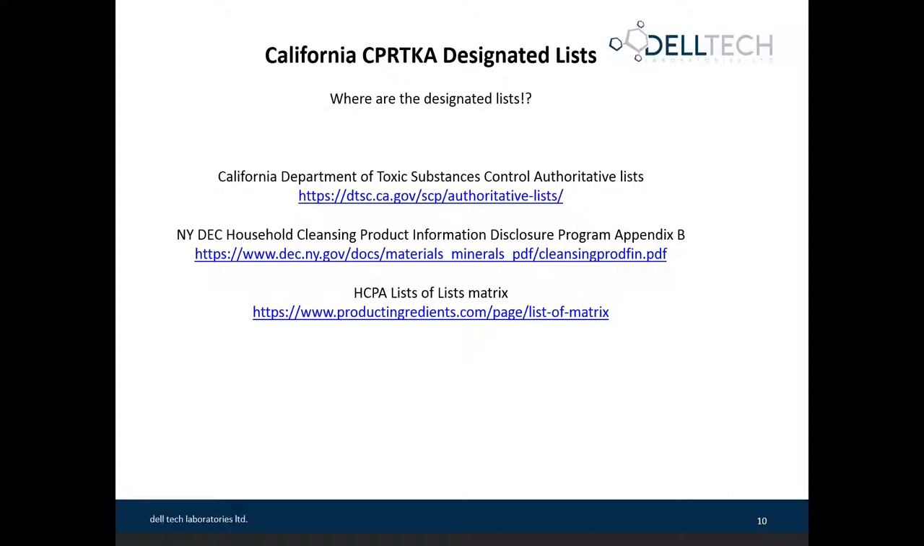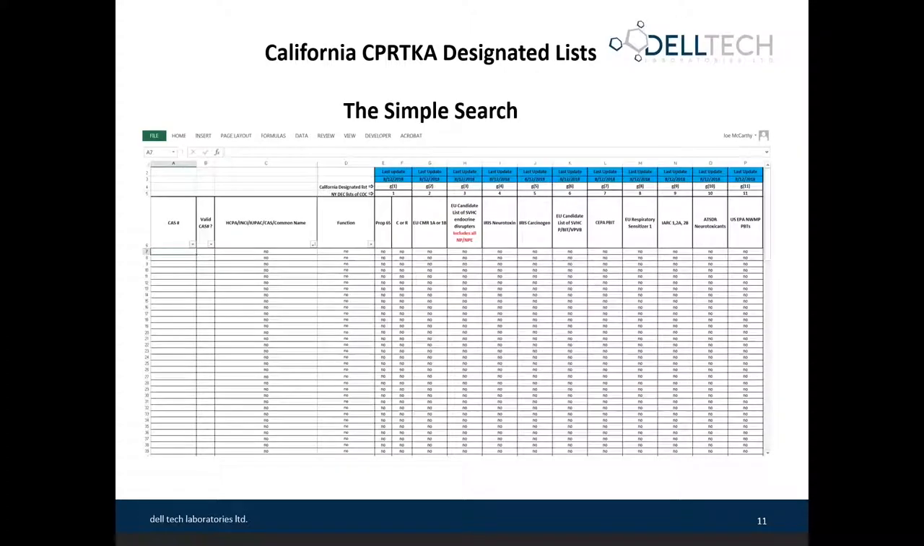Wouldn't it be nice if you could just paste a cast number or a list of cast numbers into an Excel file and have it search all 23 lists for you at the same time and highlight what the hits are? And that's what we've created.